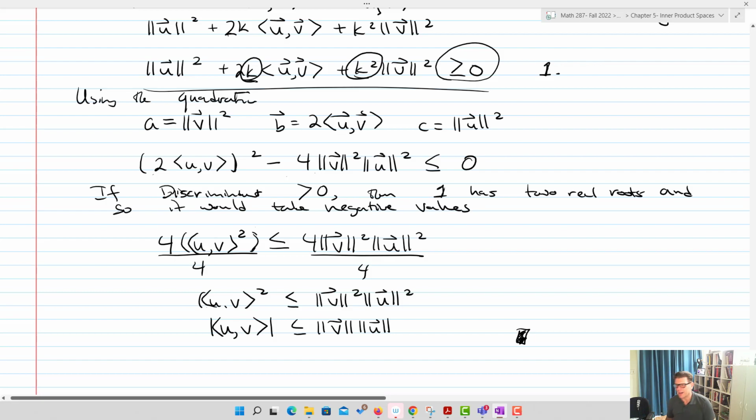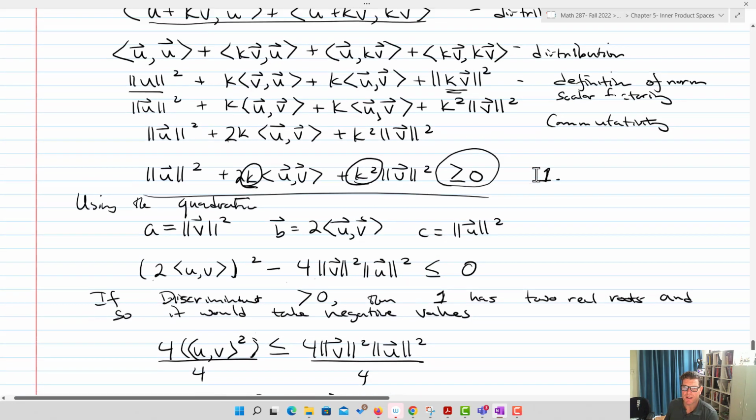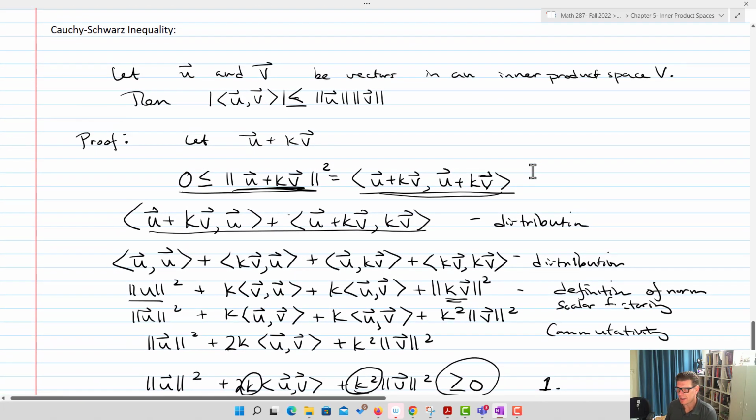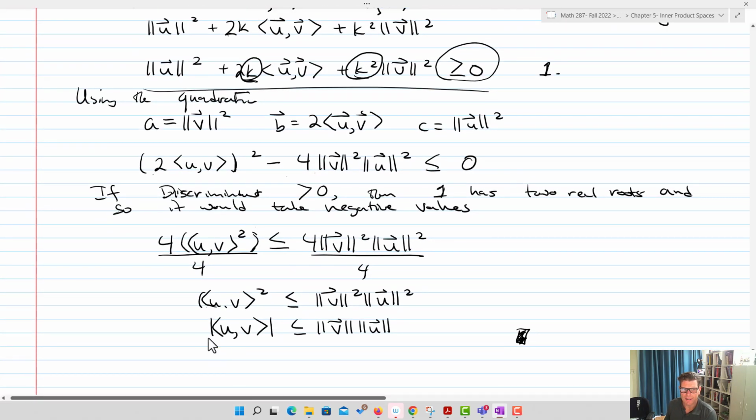So this is a proof to work through, to see how we can utilize some of the qualities of the inner product space, and also to see how clever you can be in terms of your math. This is an incredibly important result if you are studying mathematics. The Cauchy-Schwarz inequality is just huge. What is it? The absolute value of the dot product of two vectors is less than or equal to the norm of one of the vectors times the norm of the second.